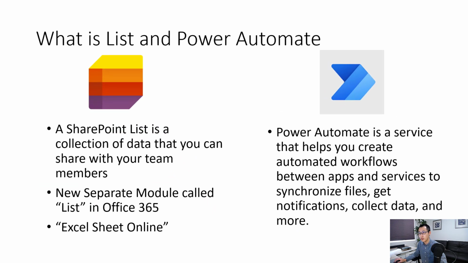A quick note for those who are not familiar with Microsoft Lists and Power Automate. A SharePoint list is a collection of data you can share with your team members. Microsoft put in a new separate module called Lists in Office 365. It is a direct call into SharePoint lists. You can think of a SharePoint list as an Excel sheet online, but with slightly fewer features. And Power Automate is a service that helps you create automated workflows between apps and services to synchronize files, get notifications, collect data, and more. It is a very powerful tool, which we will cover in the Q&A for some advanced tricks.